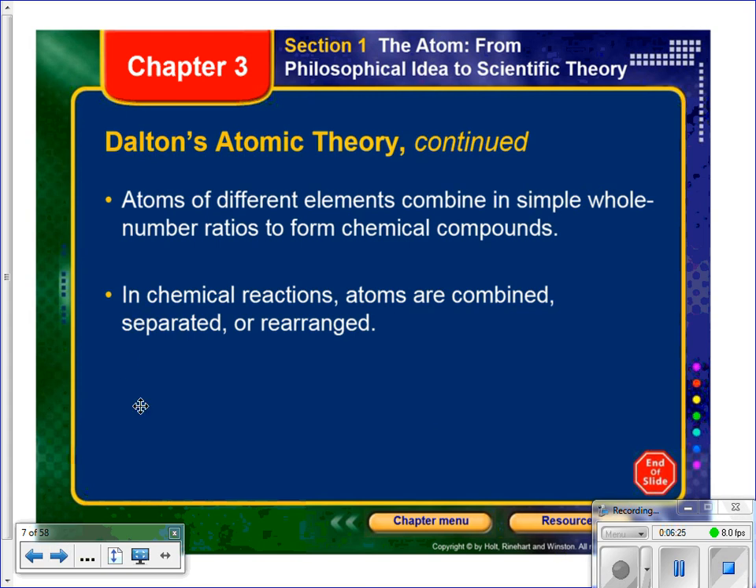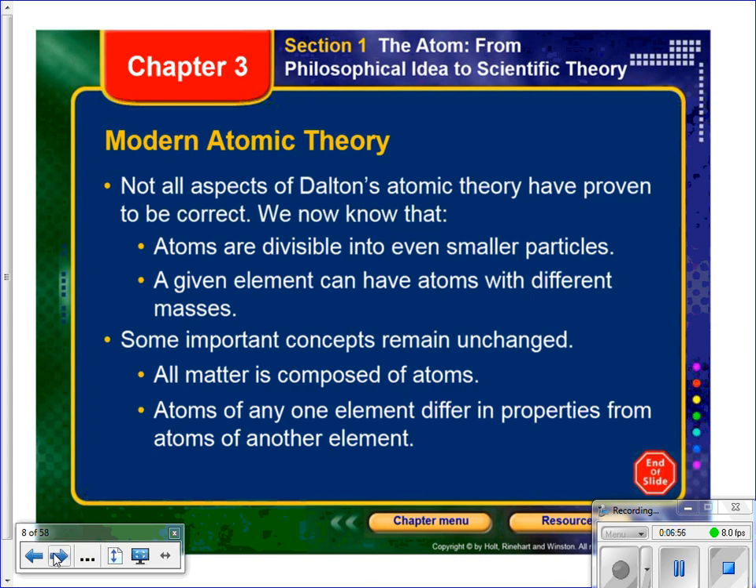Our fourth one: atoms of different elements combine in simple whole number ratios to form chemical compounds. This is something we just talked about with our laws of proportions. And in chemical reactions, atoms are combined, separated, or rearranged. So we're not getting rid of any atoms. We're not adding any new ones. We're taking the atoms that we already have in two different elements or compounds, and we're going to rearrange them to make something new. So the majority of Dalton's atomic theory is still true today.